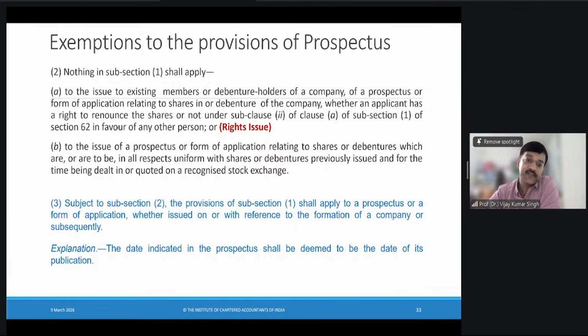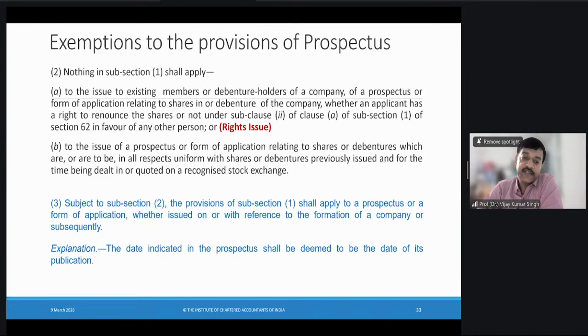or a form of application, whether issued on or with reference to the formation of a company or subsequently. So, prospectus requirement can be at the time of the formation of a company or subsequently or by way of any notification later. This is important because many companies are formed specifically for raising capital, right? Special purpose vehicle. So in those situations, this particular clause will be applicable.